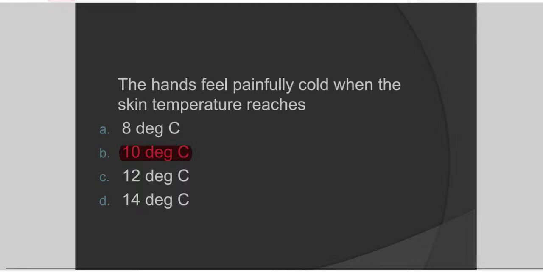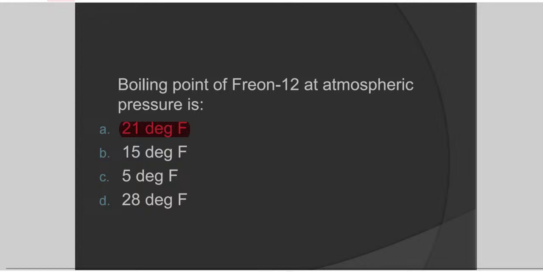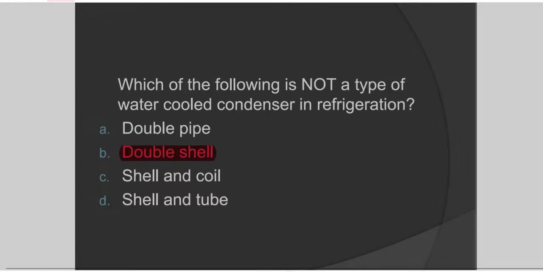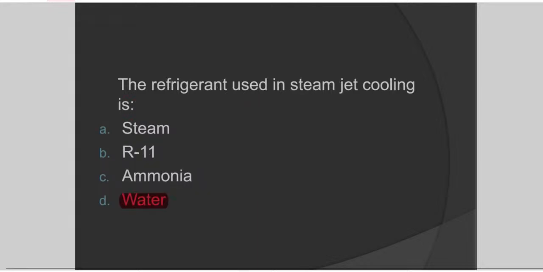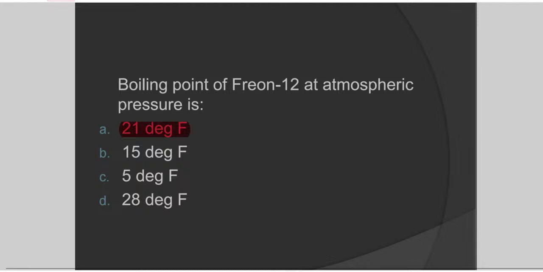The refrigerant used in steam jet cooling is A. Steam. B. R11. C. Ammonia. D. Water. The total heat of the air is a function of A. WB temperature, B. DP temperature, C. DB temperature, D. WB depression. Boiling point of Freon 12 at atmospheric pressure is A. 21 degrees F, B. 15 degrees F, C. 5 degrees F, D. 28 degrees Fahrenheit.